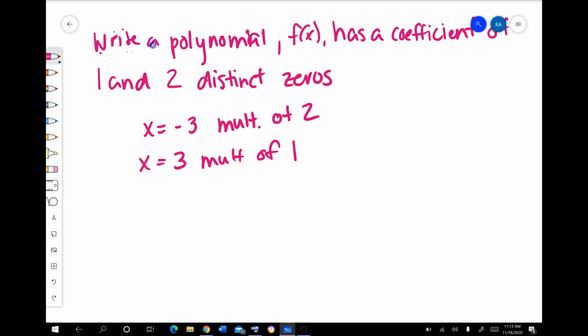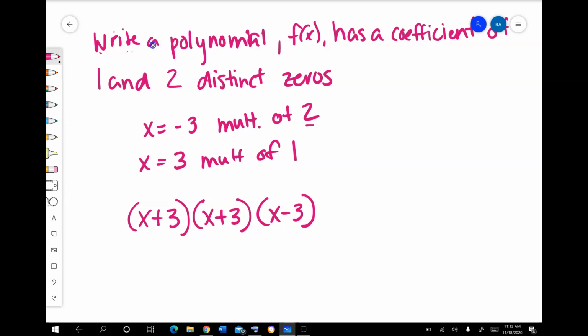So x equals negative 3. You got to write it in factor form. So it's going to be x plus 3. Multiplicity of 2 means you write it twice. Okay? And then x equals 3 has a multiplicity of 1. That's going to be x minus 3.